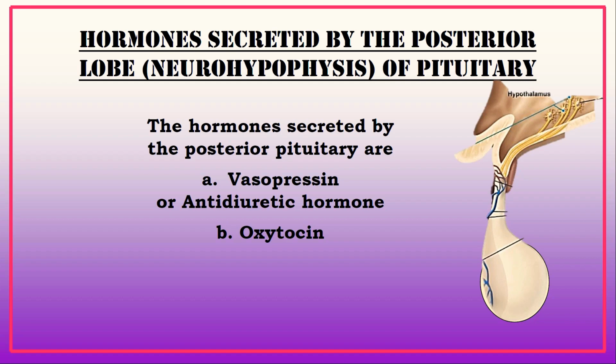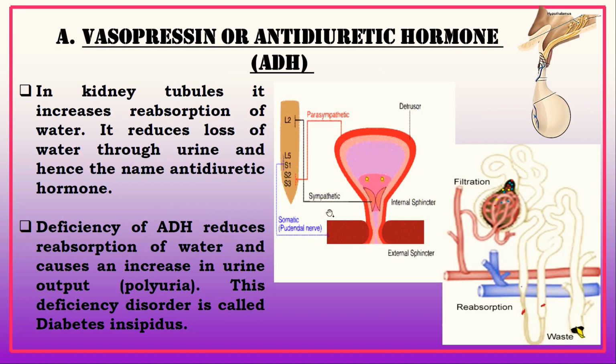Now the hormones secreted by the posterior lobe of the pituitary, that is neurohypophysis. It secretes only two hormones, namely vasopressin, which is otherwise called antidiuretic hormone, and oxytocin. So what do you mean by antidiuretic? It will reduce the secretion or the production of urine. So, antidiuretic hormone. Vasopressin or the antidiuretic hormone, ADH.